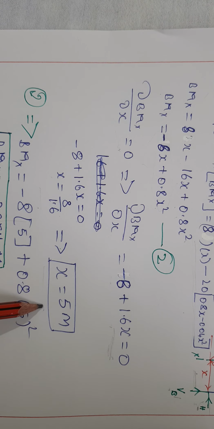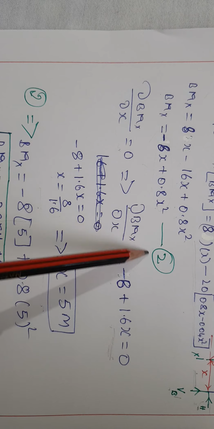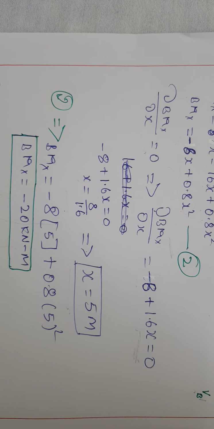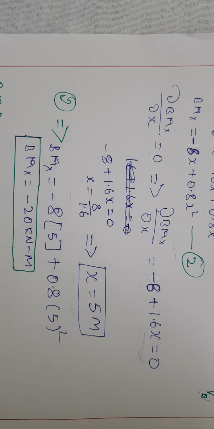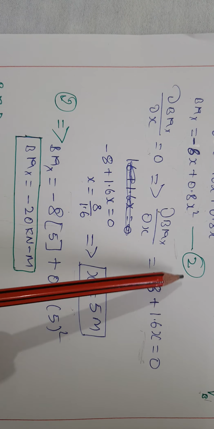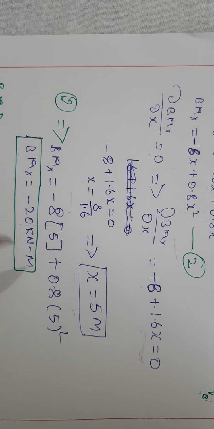Substitute this 5 meters in equation 2, and you get the maximum bending moment acting at point x. So that x is exactly at a distance of 5 meters from the right. That is what we found from this. Substituting the value of x in equation 2, you get the maximum bending moment. After finding the bending moment, the next step is to draw the bending moment diagram.